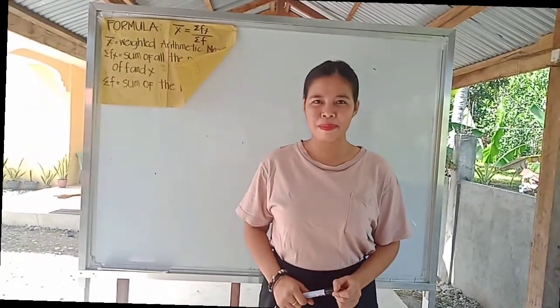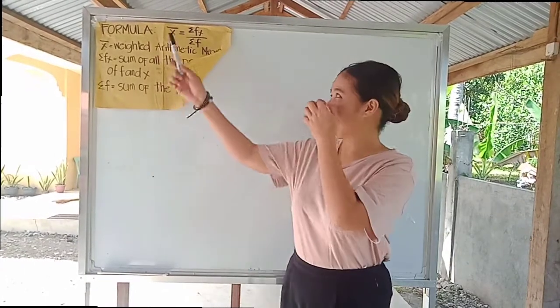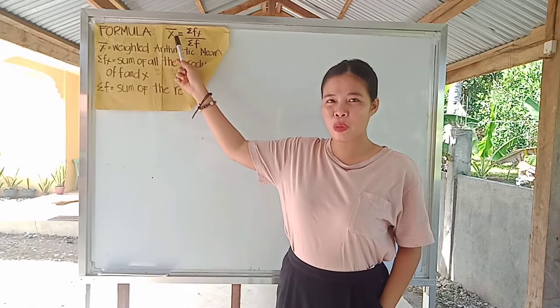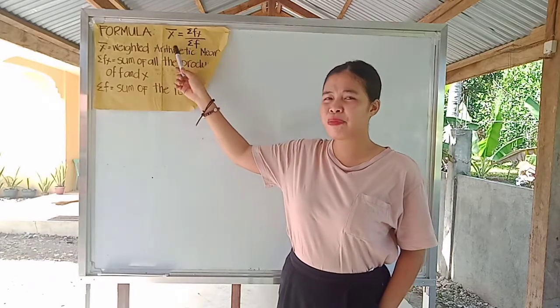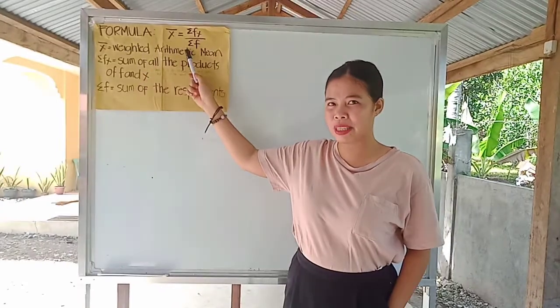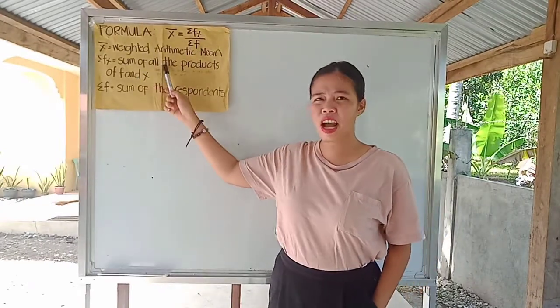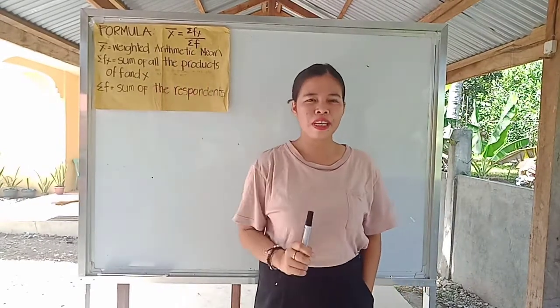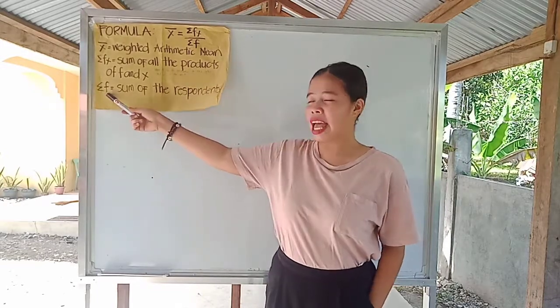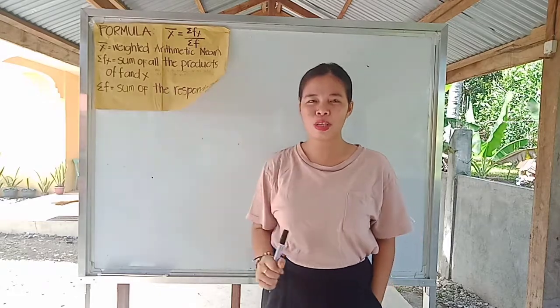Weighted arithmetic mean has a formula. This symbol, this is what we call summation. So x is equal to the summation of fx divided by the summation of f, where x is the weighted arithmetic mean, the fx is the sum of all the products, where f is the frequency of each option and x is the weight, while f is the sum of all the respondents.